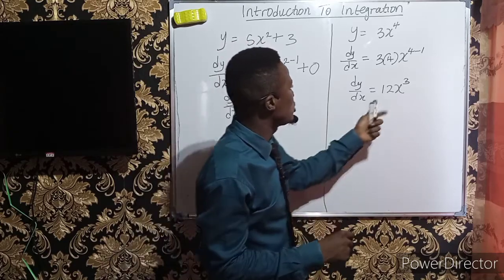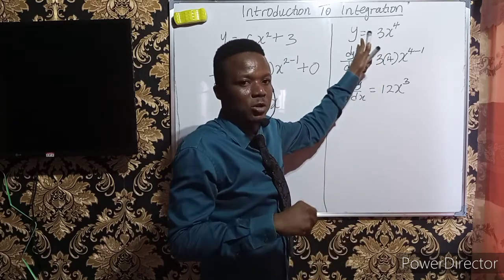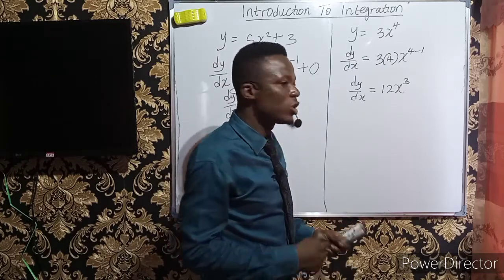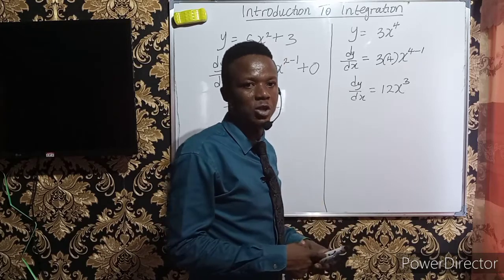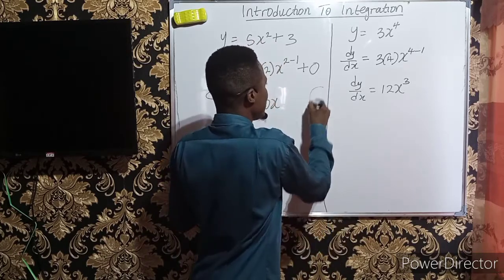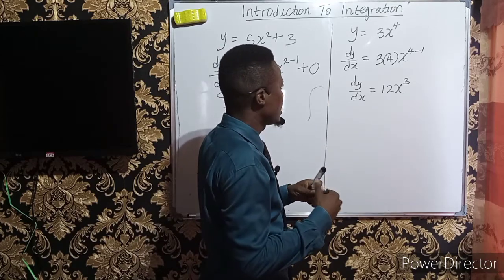Now, what if we want to reverse this to get the original function? That is where integral takes place. And integration is just the reverse of differentiation. And the symbol for integration is just this elongated s. It looks like an elongated s.